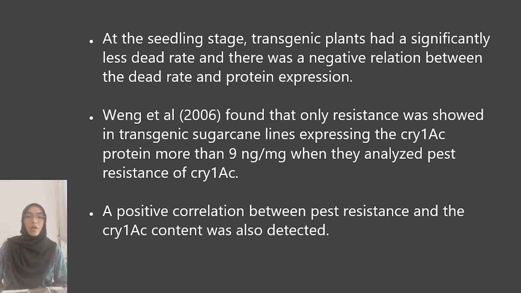Weng et al. found that resistance was shown only in transgenic sugarcane lines expressing Cry1Ac protein at more than 9 nanograms per milligram when the pest resistance of Cry1Ac was analyzed. There was also a positive association between pest resistance and Cry1Ac content.